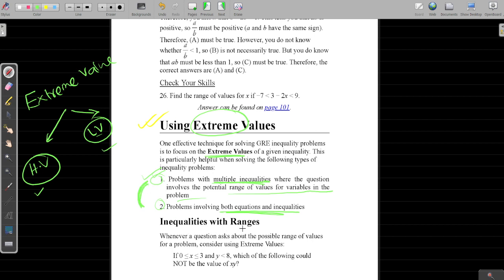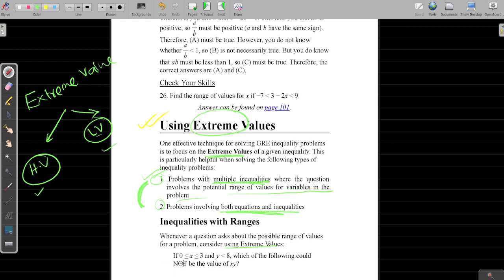Now, inequalities with range. What does it mean? It means the range, how much value or which types of value an inequality holds. Whenever a question asks about the possible range of values for a problem, consider using extreme values. Yes, we need to consider the extreme value. How can we consider the extreme value?